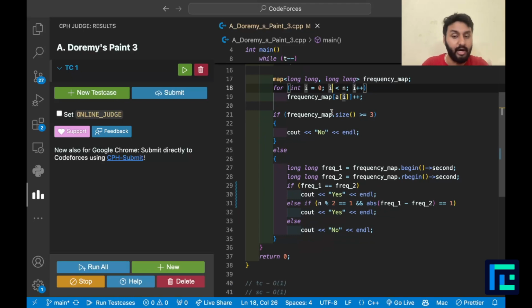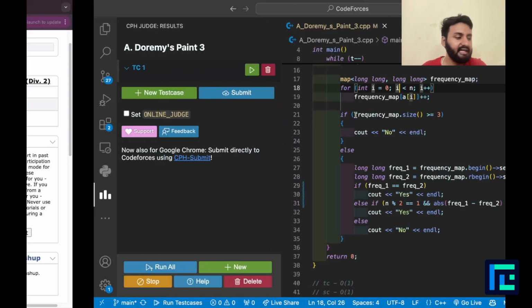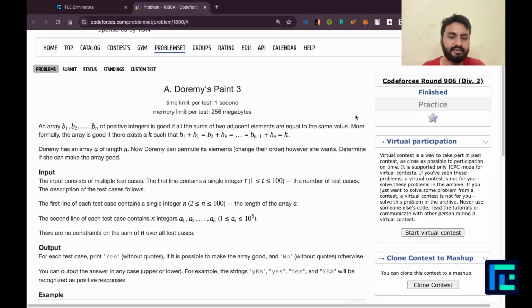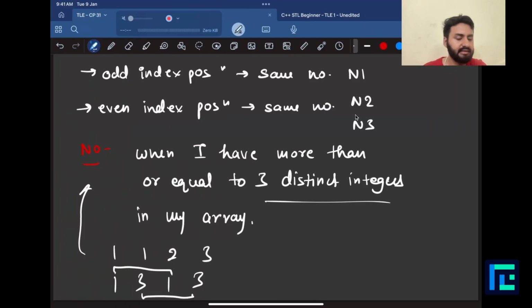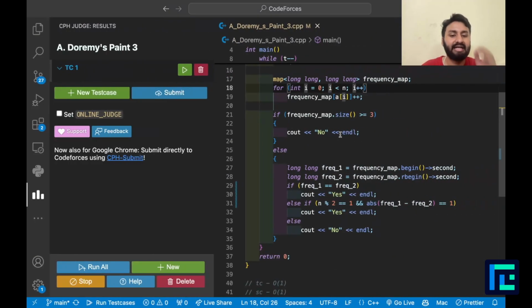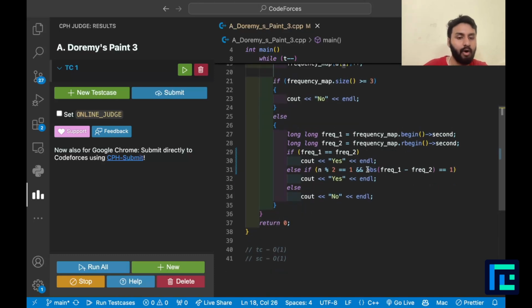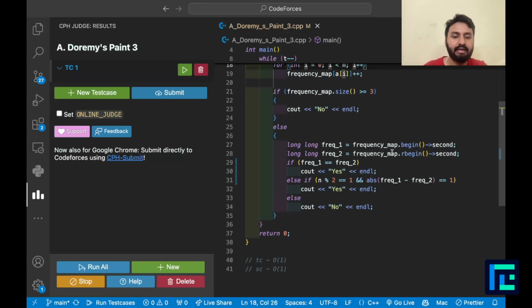Now what do I want? A very simple check. If the frequency map's size is greater than or equal to 3, isn't this my initial case that we discussed? That was the no case. Yes, that's the no case. I want to print a no directly if the size is greater than or equal to 3, because that means I have three or more distinct integers. But if that doesn't happen, I know for sure that the frequency map will have either only one element or two elements.